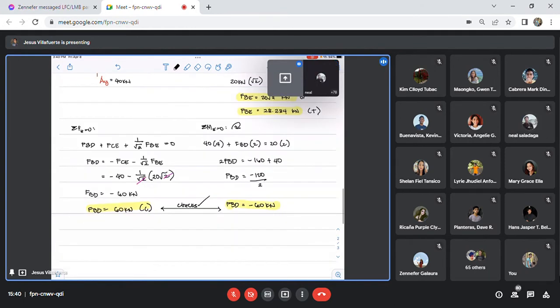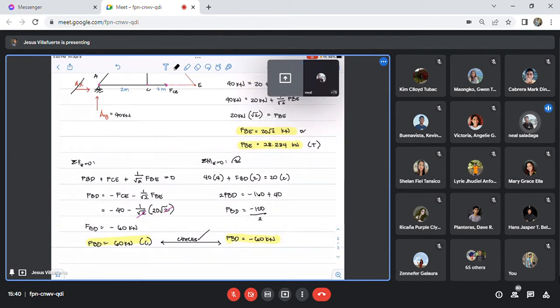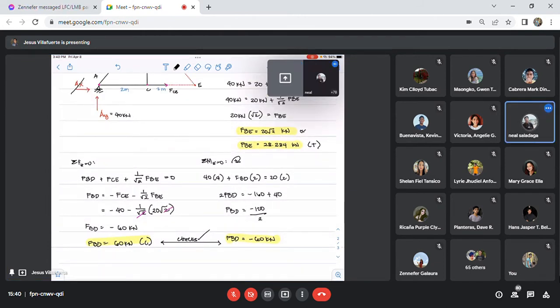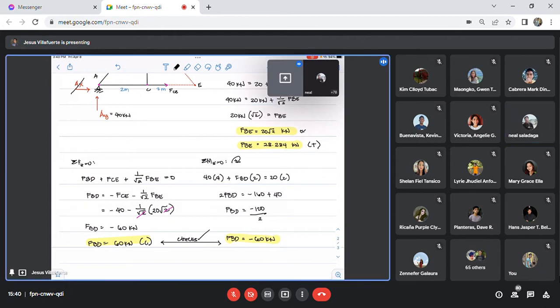So okay, they are both the same. Yes? You can use the angle, but the problem with using an angle is the rounding off. Because if you use an angle, you still have to round off.